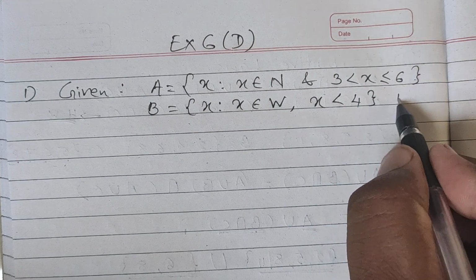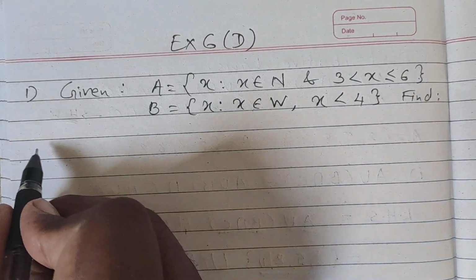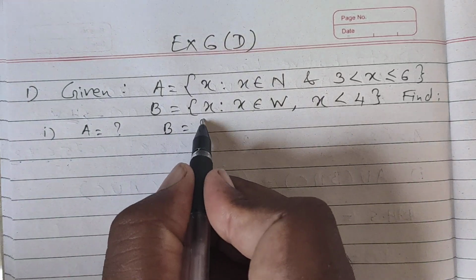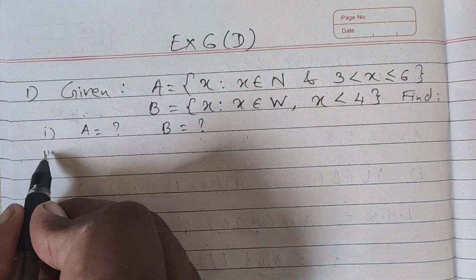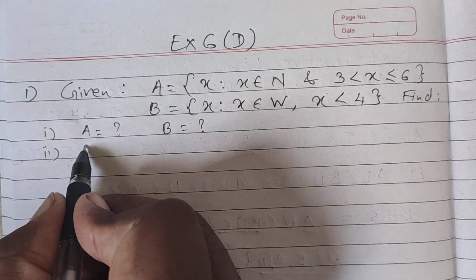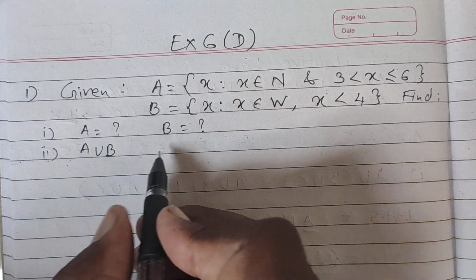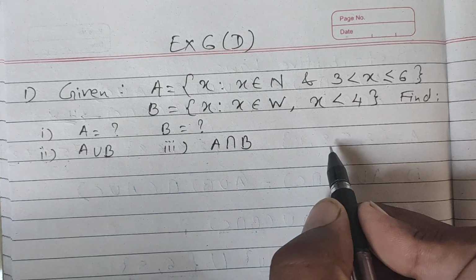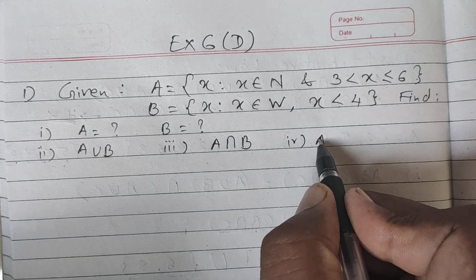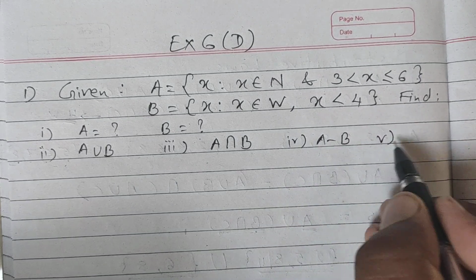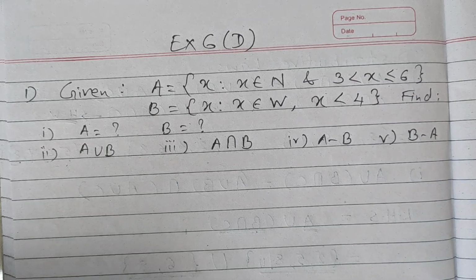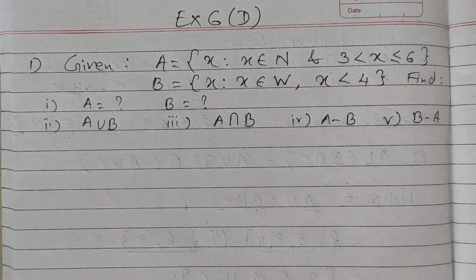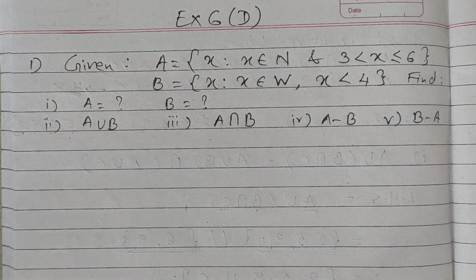And we need to find, first, set A and set B in the roster form. Second, we want to write A union B. Third, A intersection B. Fourth, A difference B. And fifth, B difference A. So all this we need to find out in question number 1. So students, let us find out set A and set B in the roster form first.